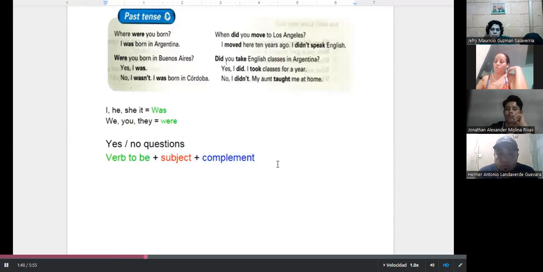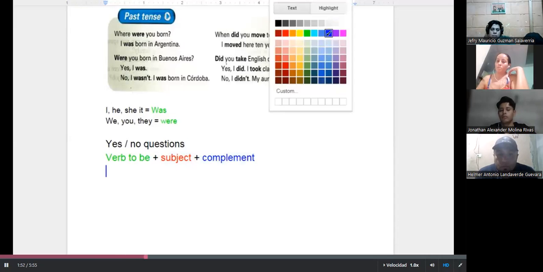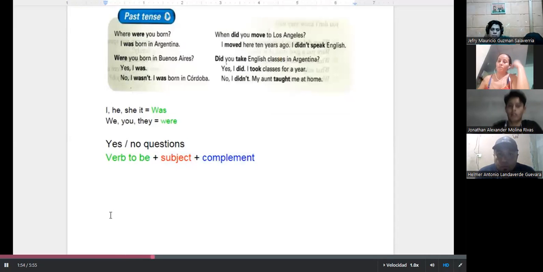And so let's do the following. Let me write down the verb to be here. Where? And then this is going to follow the subject. And after this, this will follow the complement.